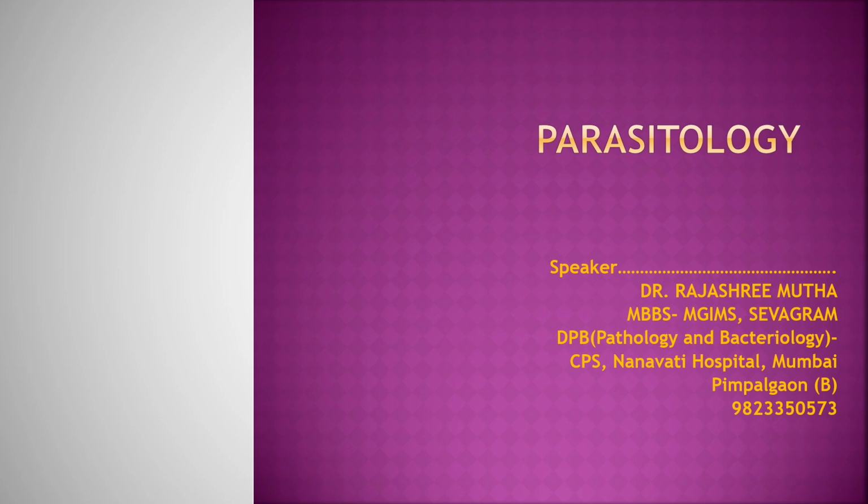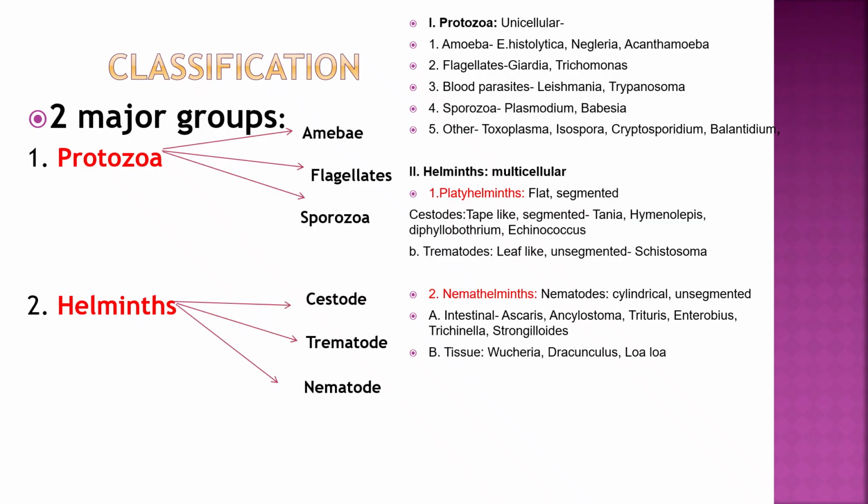Let's study general parasitology. Classification of parasites: two major groups, protozoa and helminths. Protozoa can be amoebae, flagellates, sporozoa. Protozoa are unicellular. Amoebae: Entamoeba histolytica, Naegleria, Acanthamoeba. Flagellates like Giardia, Trichomonas vaginalis. Blood parasites like Leishmania, Trypanosoma. Then sporozoa, that is Plasmodium, Babesia. Others like Toxoplasma, Isospora, Cryptosporidium and Balantidium.